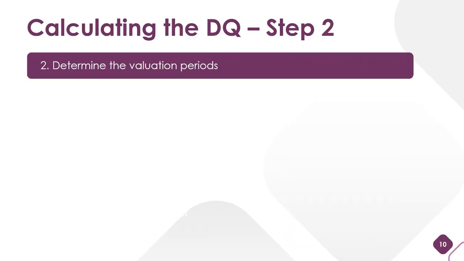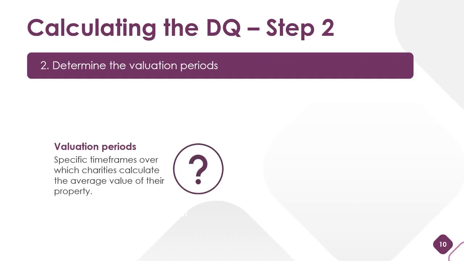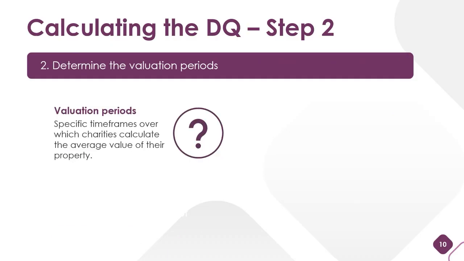Step 2, determine the valuation periods. But what are valuation periods? They are specific time frames over which charities calculate the average value of their property. The charity needs to divide a 24-month period of time into anywhere between 2 and 8 equal consecutive periods. At the end of each of these periods, it needs to determine the value of its property.